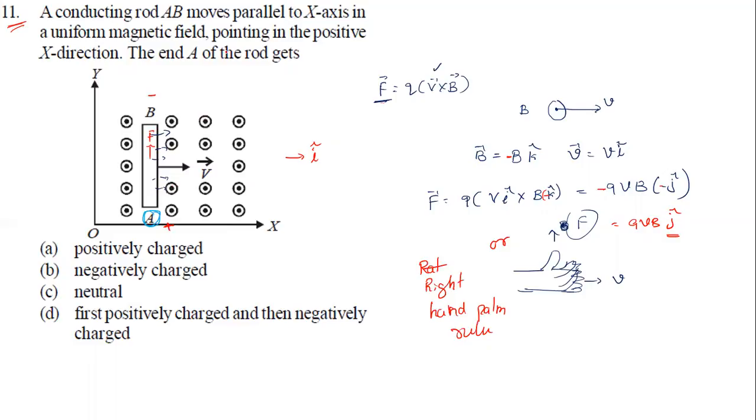So here end A is going to get what now? Positively charged. So the answer is this: end A gets positively charged and B is negatively charged. So these two are not correct options, so we cannot use them. Okay, so question number 11 is clear.